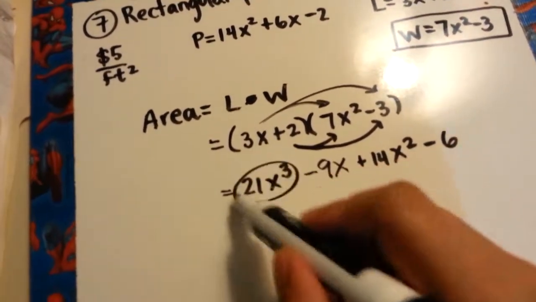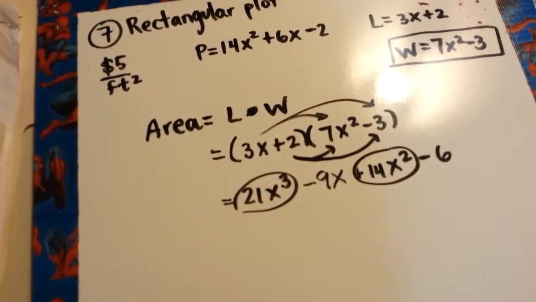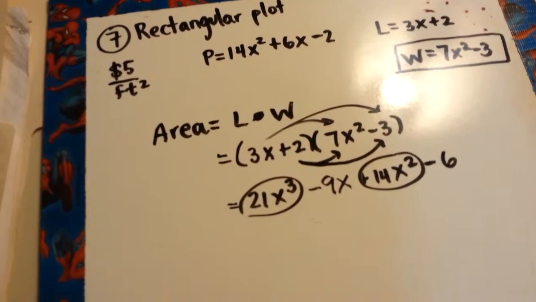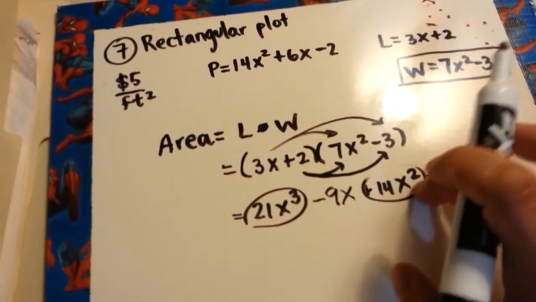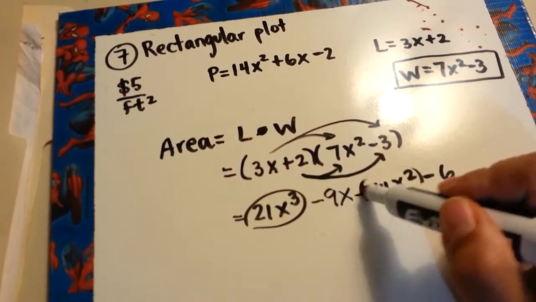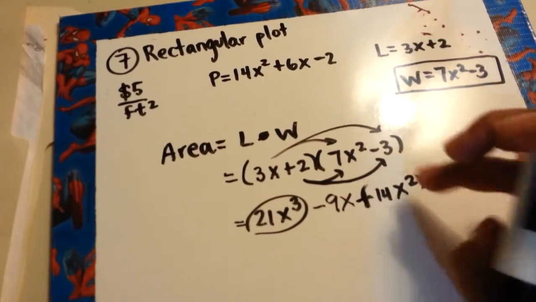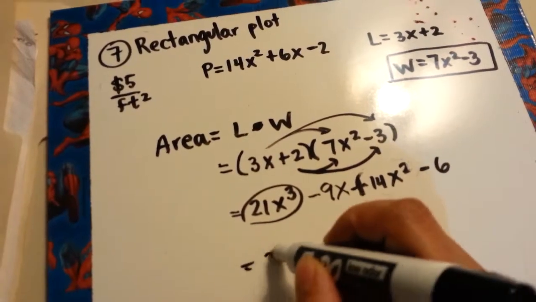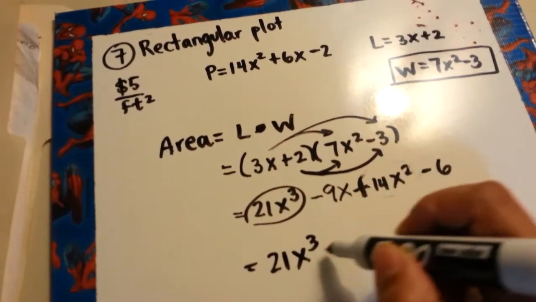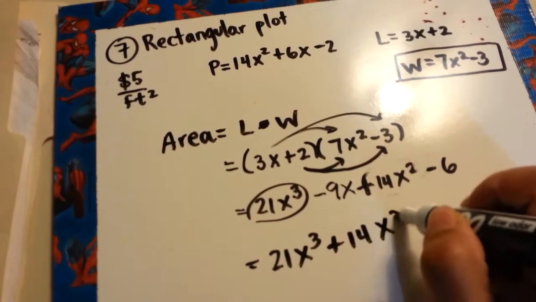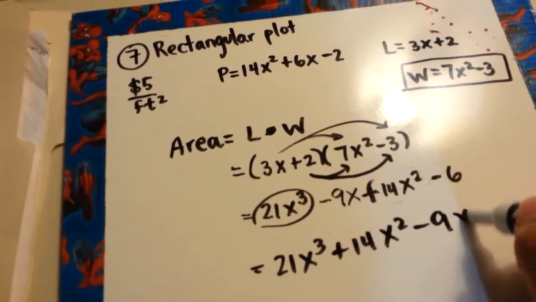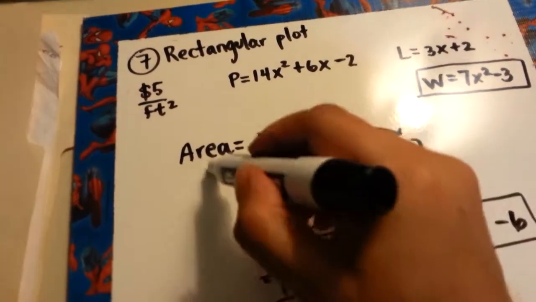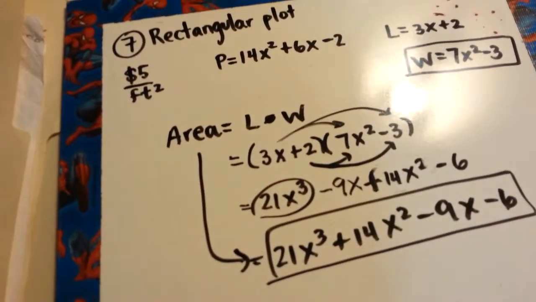And then like terms. Wait a minute, these are not like terms. What am I doing? Right, so it's just 21x cubed plus 14x squared minus 9x minus 6. Yes. That would be the area.